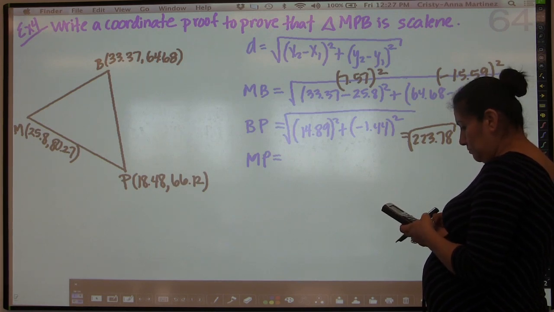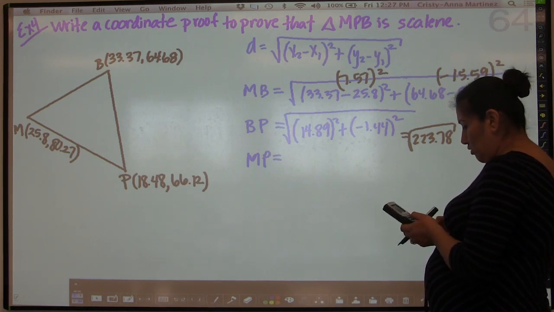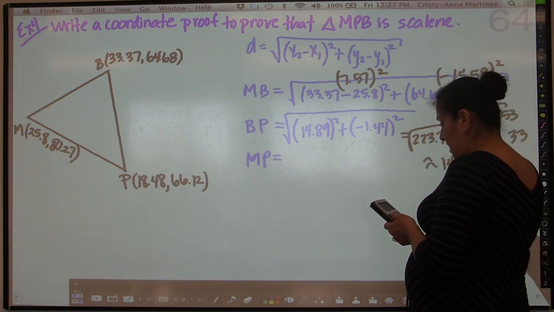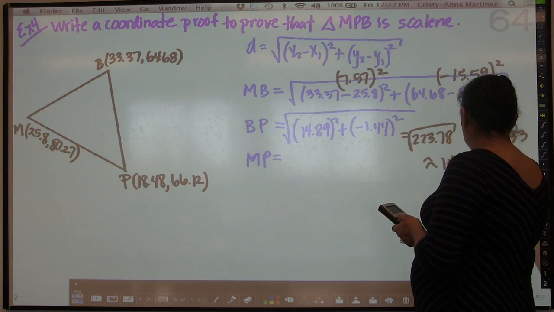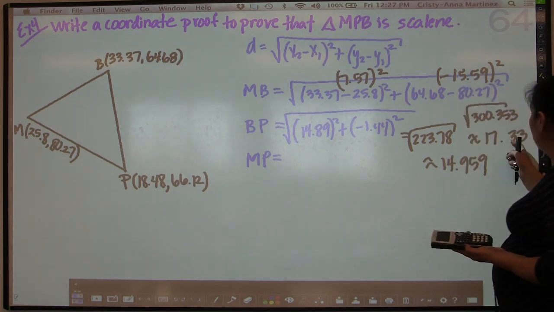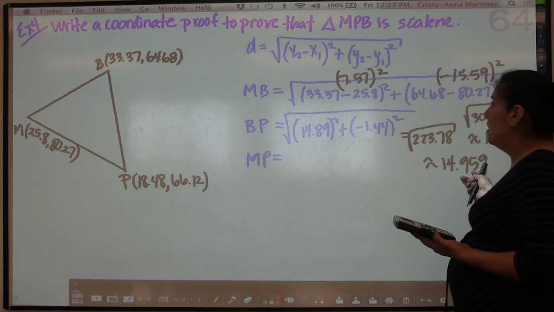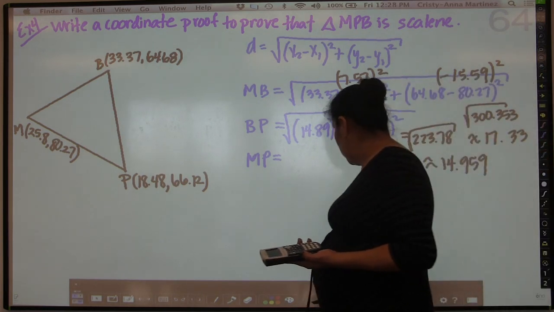Oops, I turned my calculator off accidentally. And you get approximately 14.959. So far so good. Neither of these are the same. One's 17.3, one's 14.9, almost 15. So hopefully we'll get the same result with the last one.